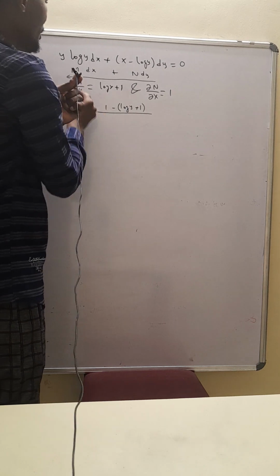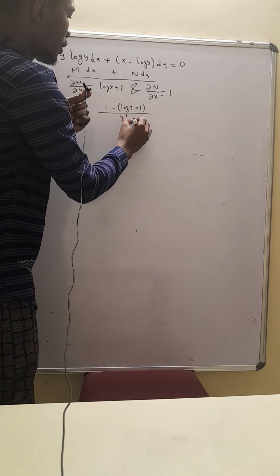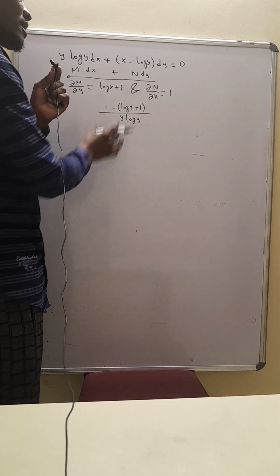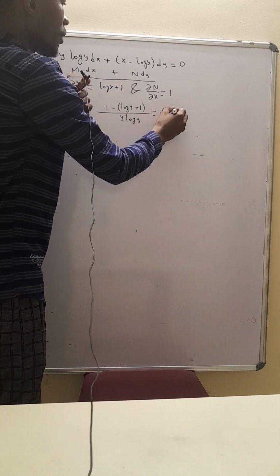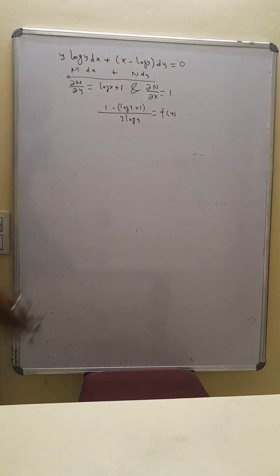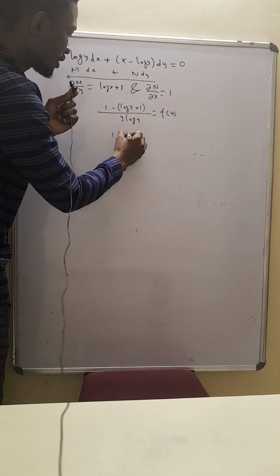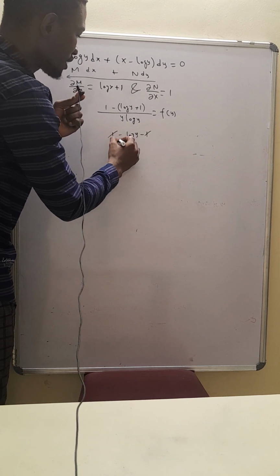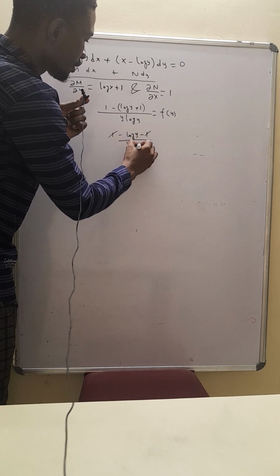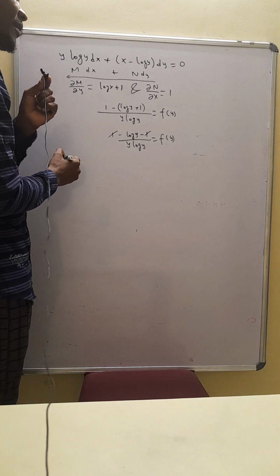Then divide it by m. What is m? y log y. See whether this function will be a function of y only. How much will it be? It will be 1 minus log of y minus 1. This and this will be cancelled out. So it will be a function of y only.